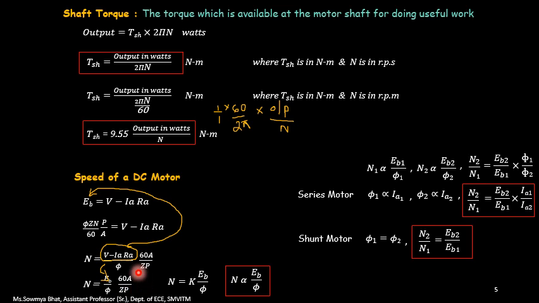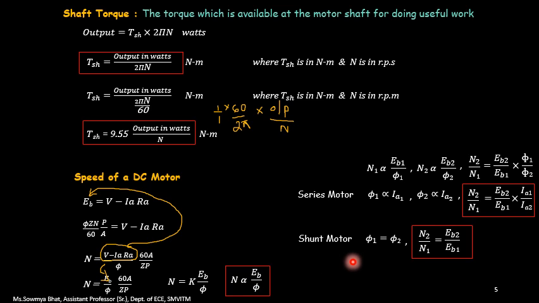So if I see in this equation, 60 is a constant term, the number of parallel paths will remain constant, the number of conductors will remain constant, also the number of poles will remain constant. Only the variable term over here is EB divided by phi. So this entire 60A divided by ZP, I will be assuming it as a constant parameter K multiplied with EB divided by phi. From this I can write the speed value, the N value, which is called the speed of a DC motor, will be directly proportional to the back EMF and inversely proportional to the flux. So N is directly proportional to EB and inversely proportional to phi, or it is EB by phi.